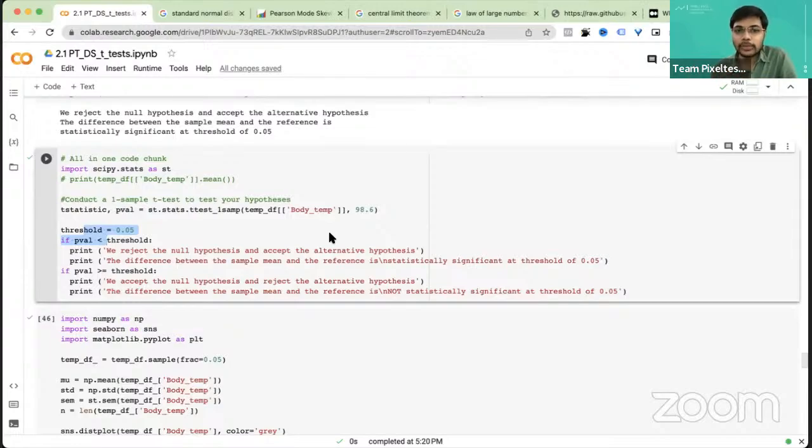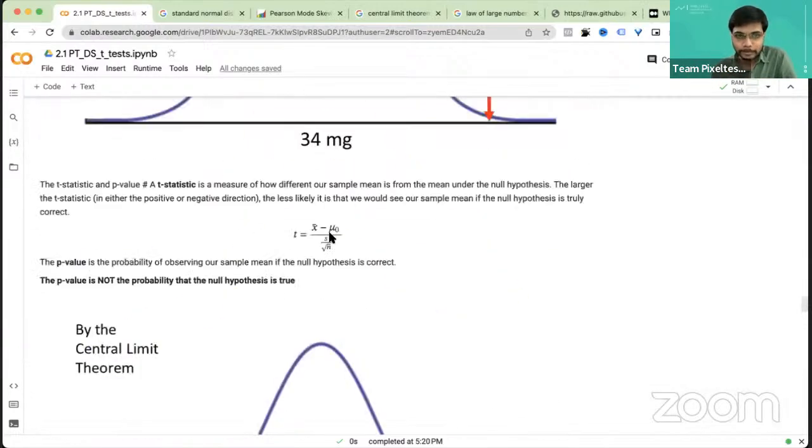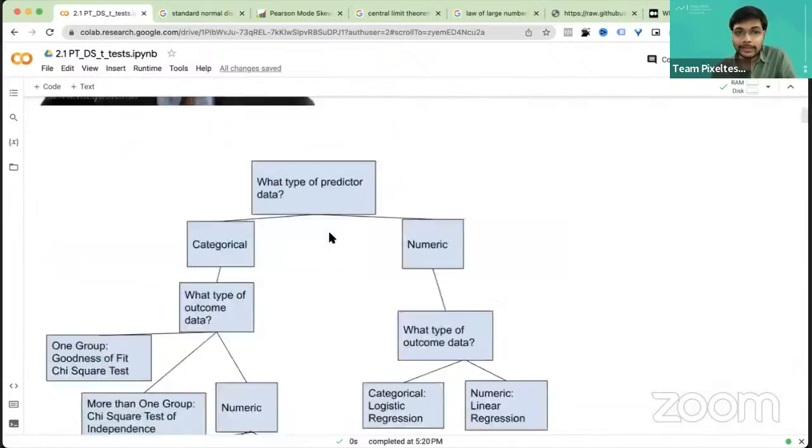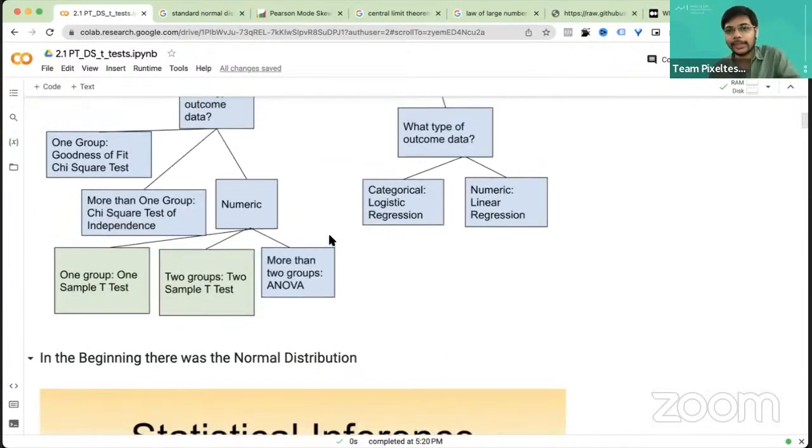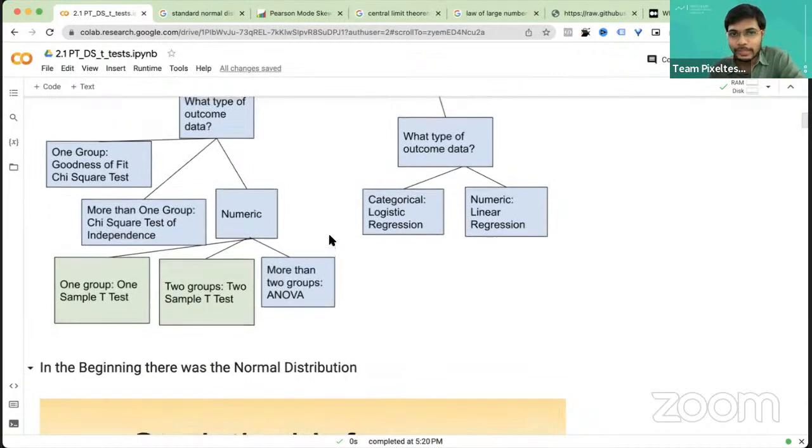If you understood that, type U in the chat box. Great. Thank you, Ravindra sir. Thank you, Suja ma'am. Thank you, Vinita ma'am.